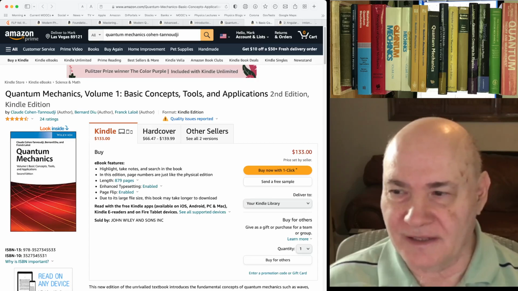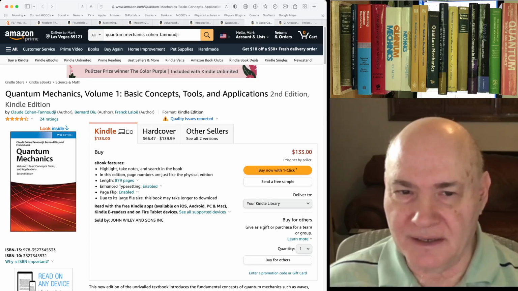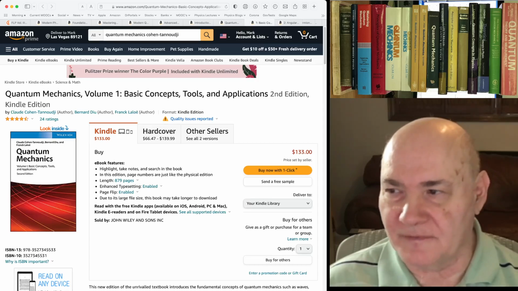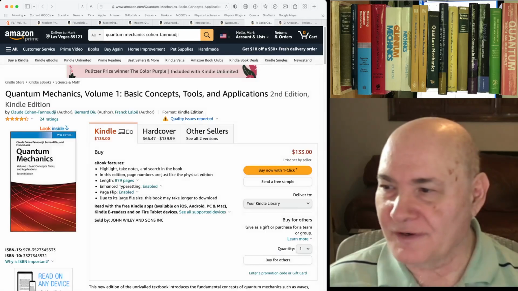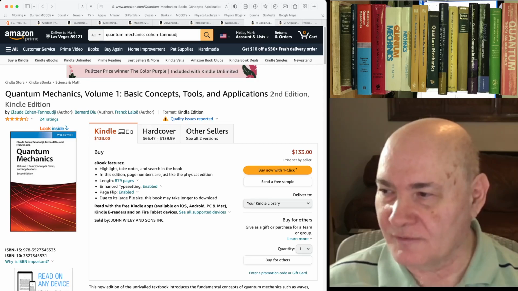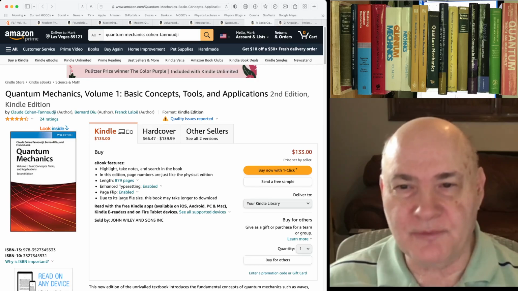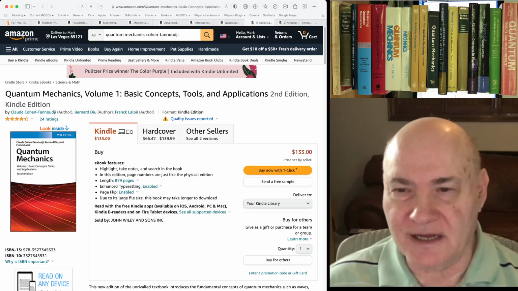So there's this second edition, and I don't think too much has been updated in the first edition. Volume 1 is the basic concepts and tools. These books are expensive, well, maybe not that expensive, 66 to 140. But if you want a textbook that does the harmonic oscillator in 1, 2, 3 dimensions, in rectangular, spherical, and parabolic coordinates, this is your book.